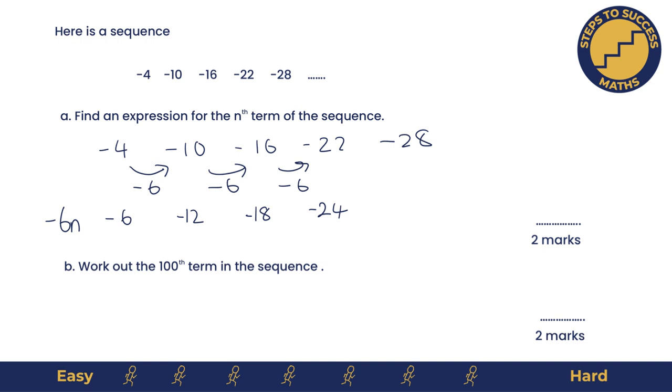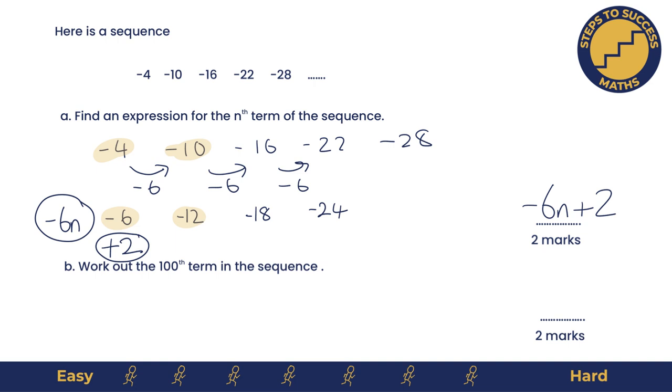And now we need to compare it. So we've got -6 and we want -4. So we need to add on 2. We've got -12 and we want -10. So we need to go up 2 again, plus 2. So our rule is -6n plus 2.